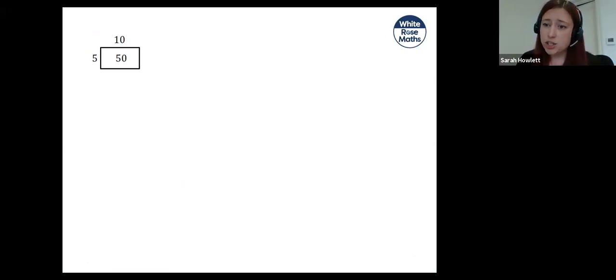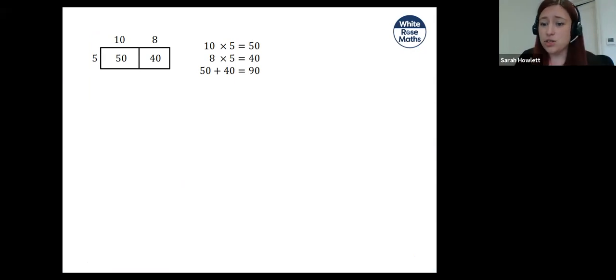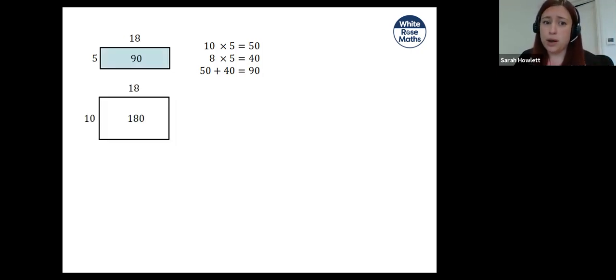So here I've taken that partitioning structure that a lot of people mentioned, and I've created 10 times 5 is 50 and 8 times 5 is 40. So there we're going to see that we add the two parts together and we get the result of 90. Interesting that I wasn't really focusing too much on the end result at the beginning, the answer. I was focusing on how did you do it? That's going to promote that discussion. So that's one way that some children might come up with.